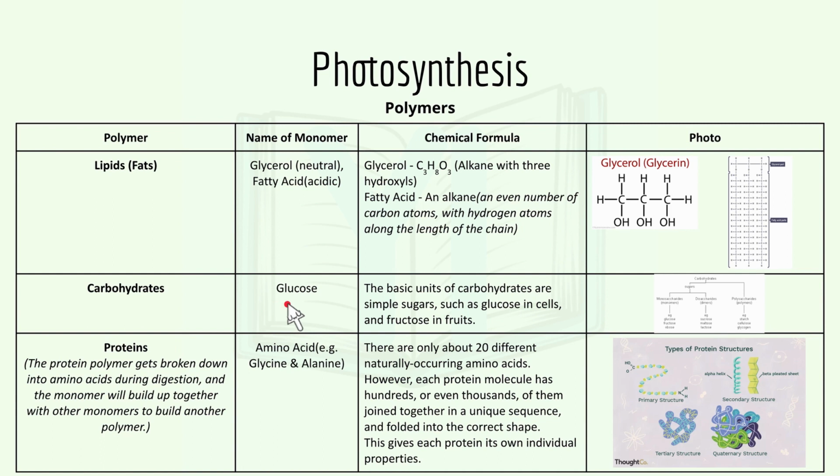Glucose is the monomer of carbohydrate, and the basic units of carbohydrates are simple sugars such as glucose in cells and fructose in fruits. Amino acids are the monomer for protein, and there are only about 20 different naturally occurring amino acids, but each protein molecule has hundreds or even thousands of them joined together in a unique sequence, which happens in the ribosome in the cell.